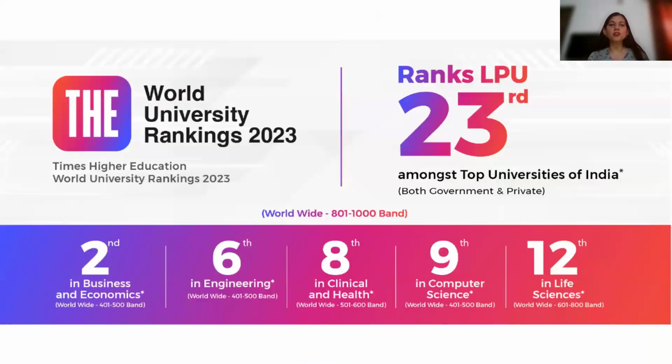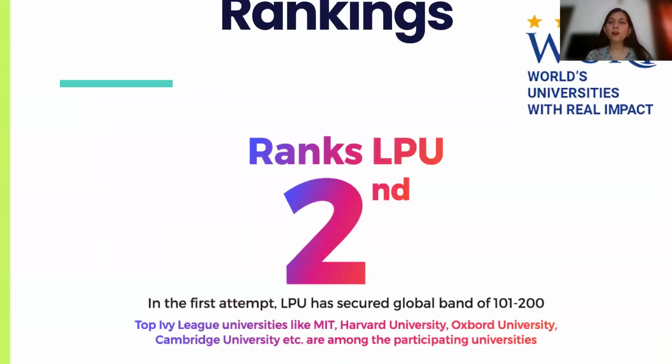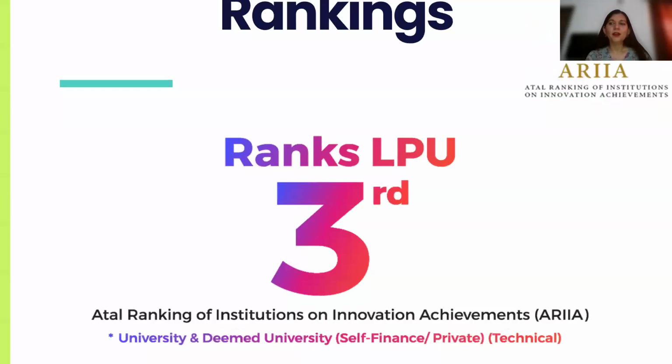Now let's talk about certain rankings. The World University ranking has ranked LPU 23rd among top universities, and in terms of engineering, it's been ranked 6th. The World URI ranking has ranked LPU 2nd, and LPU has secured the global band of 101 to 200. And of course, there were huge universities that were competing with us, like Oxford University. Now, we are not only talking about good placements, we are not only talking about good infrastructure, we are good in everything.